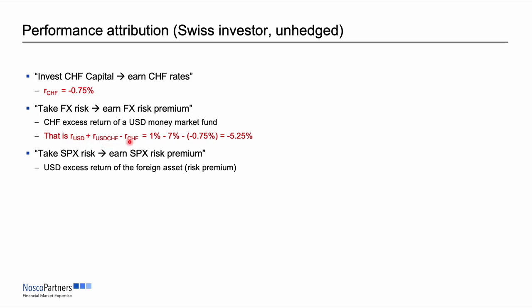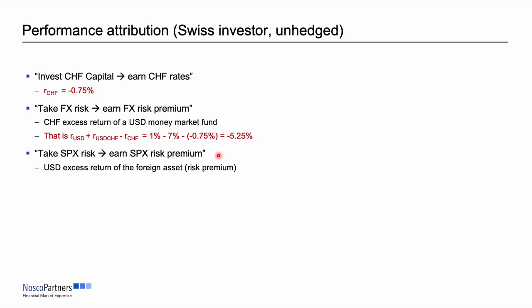So in our case, this is 1% is the US dollar interest rate. The FX performance is minus 7%. This would be minus 6%, but then in excess of the minus 75 basis points. So this is minus 5.25%. So the FX risk generated over this year an excess return of minus 5.25%. We had a loss of 5.25% because we took the FX risk.